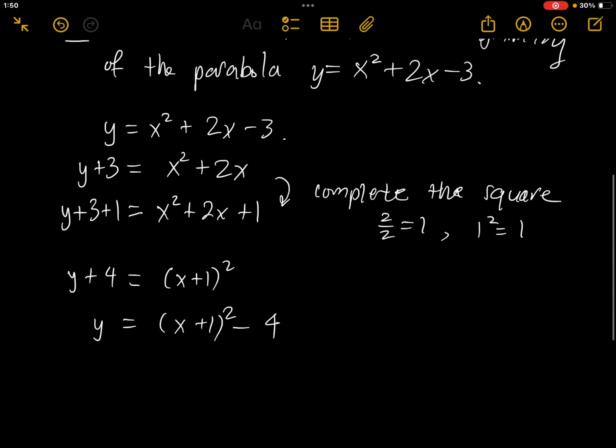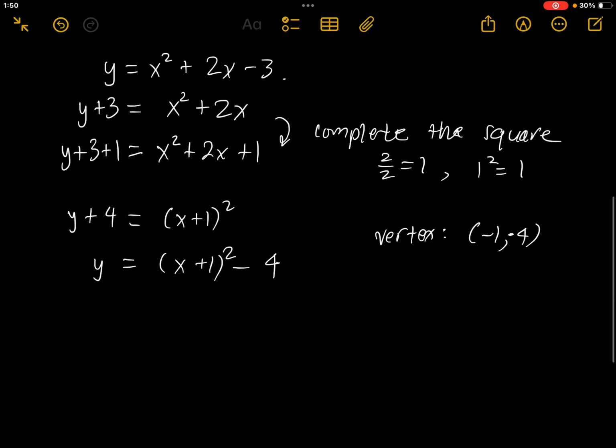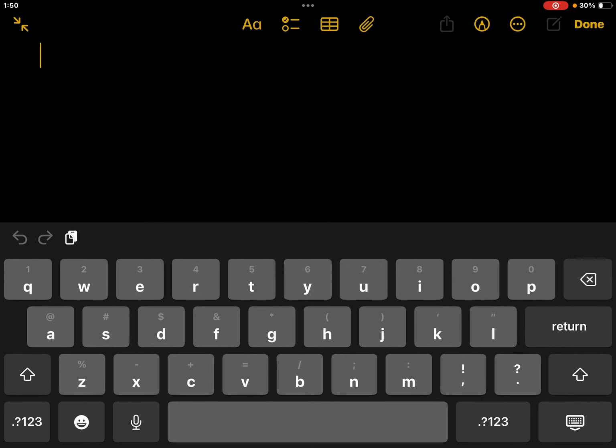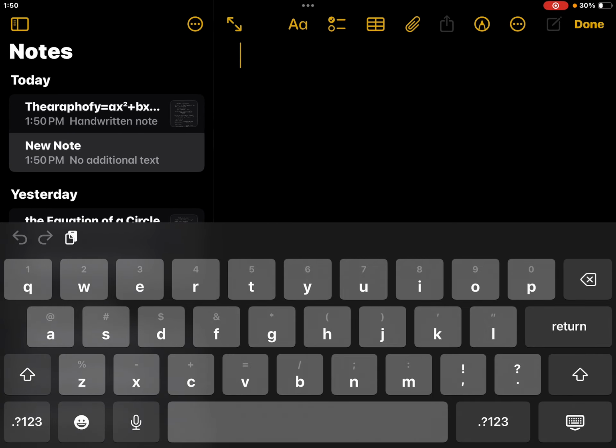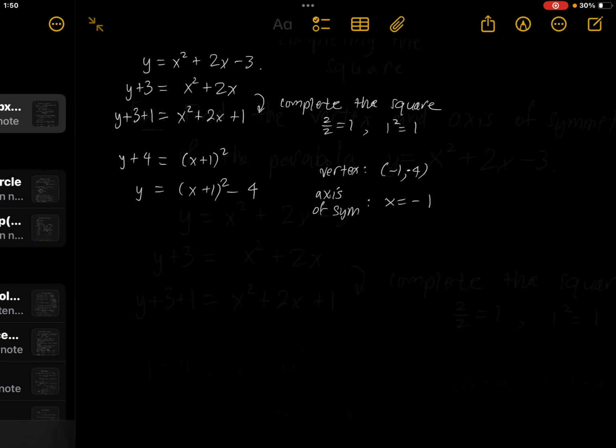So what's the vertex? The vertex is negative 1 comma negative 4. Sorry. And what's the axis of symmetry? x equals negative 1, right? It's the vertical line that passes through the vertex.